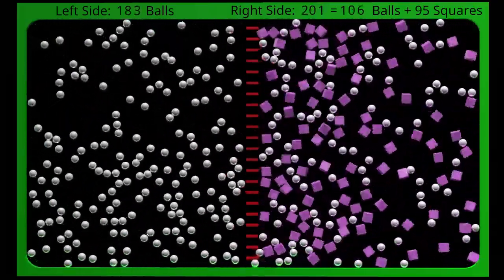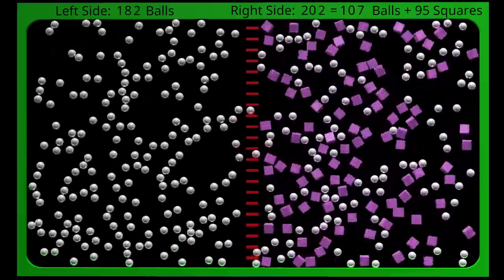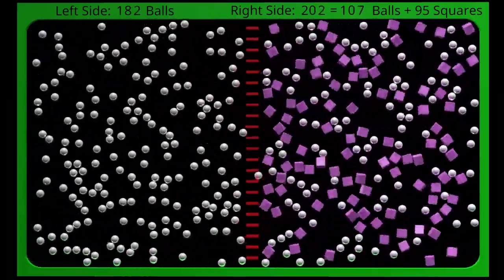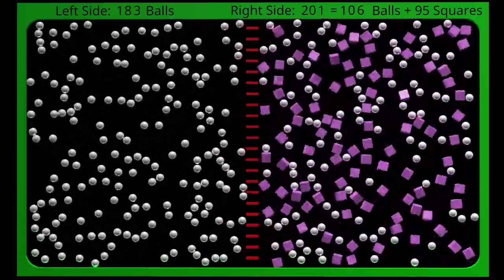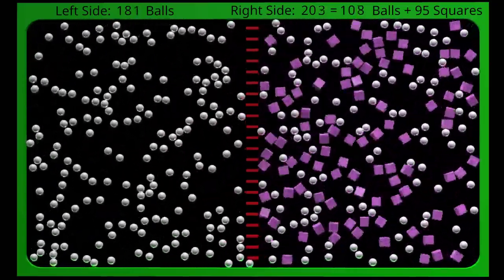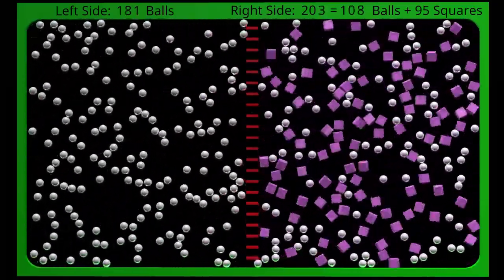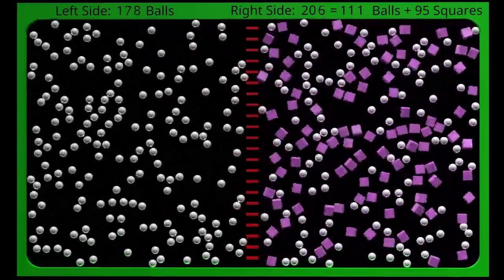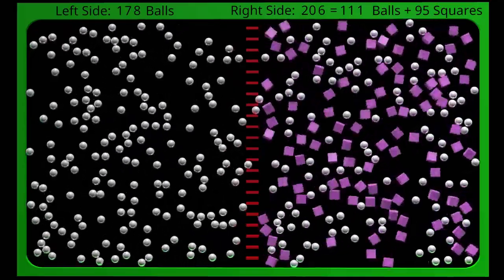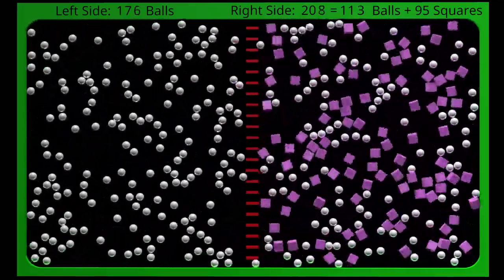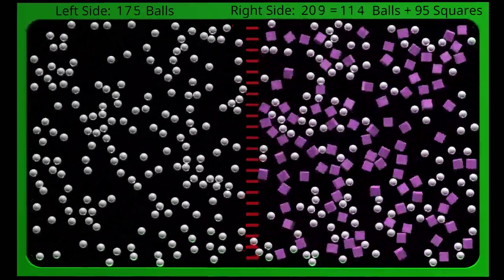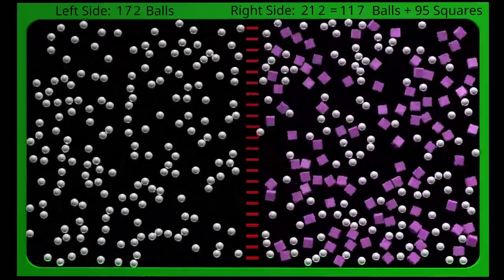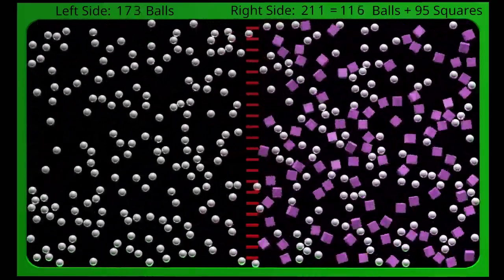As before, the balls are able to pass through the barriers, but the squares are not. As before, all the square particles are stuck on the right side of the barrier, but the balls are able to freely pass back and forth. As we approach an equilibrium condition, the total number of particles on the right will be greater than the total number of particles on the left.